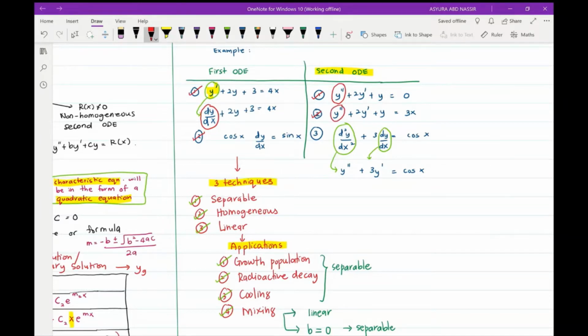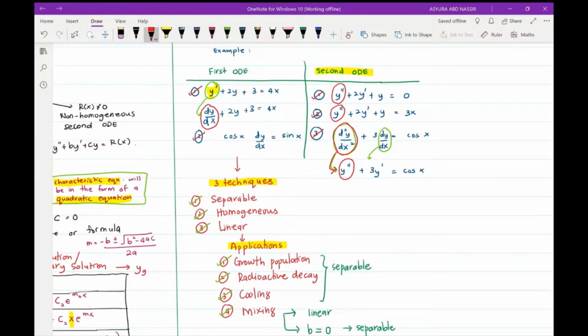The third example we have is d2y/dx2 plus 3 dy/dx equals cos x. So for example number 3, the highest order of your derivative equation is also second order. Basically, to solve the second order, we will write in the form of y double prime. This is the difference between the first ODE and second ODE. You have to make sure that you can identify whether the equation given to you is a first order or a second order differential equation, based on the highest order derivative in that equation.